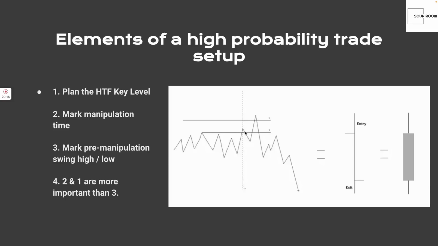Manipulate above the high, coming back down, stopping everyone out. Real manipulation event above the high and the key level. So this is why the key level is very important, so you do not get caught in the pre-manipulation stage. And then you enter short.